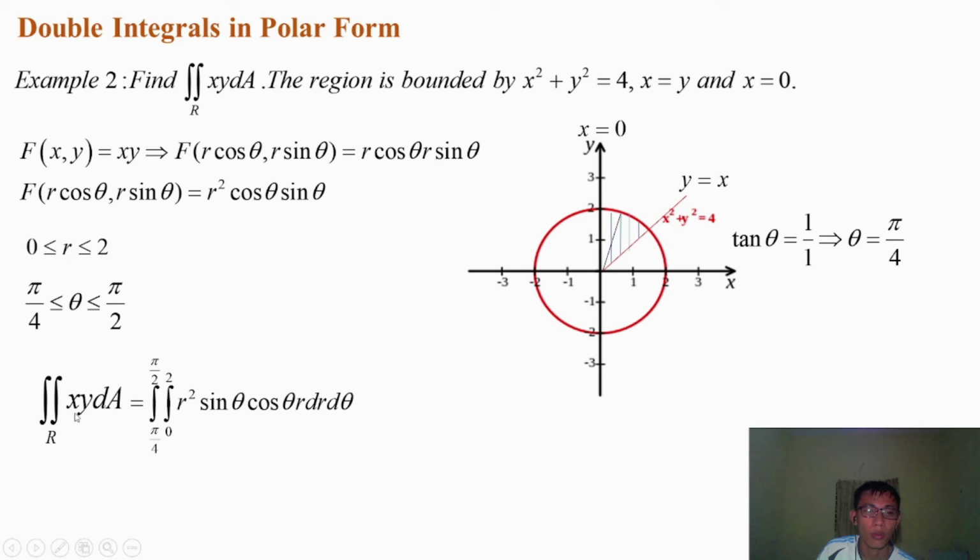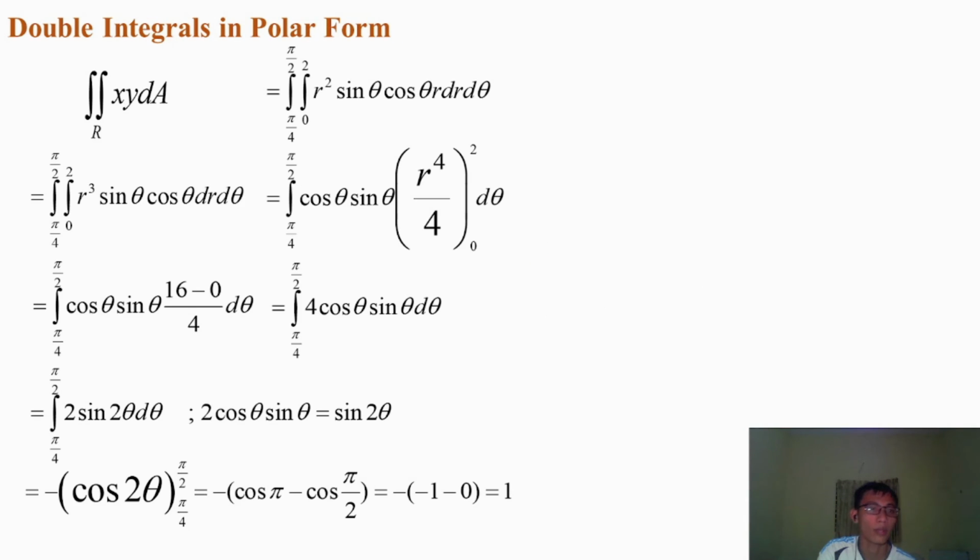So then our double integral of f of x and y dA is going to be the double integral of r squared sine theta cosine theta, and dA is equal to r dr d theta, where r is bounded from 0 to 2, and theta is bounded from pi over 4 to pi over 2. Then just evaluate the integral and you will solve the problem.